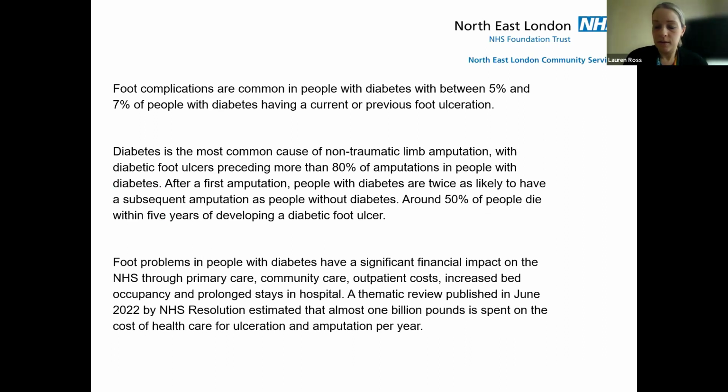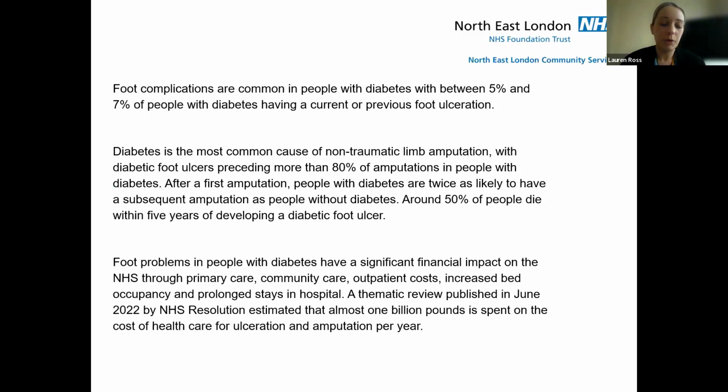Okay. So as a bit of background, for a bit of demographic information, the reason we put so much emphasis on the diabetic foot assessments is because around 5 to 7% of people with diabetes will have or have had a foot ulceration, and 80% of non-traumatic limb amputation are preceded by an ulceration. After that first amputation, people with diabetes are then twice as likely to have a subsequent ulceration, and 50% of people will then die after developing a foot ulceration.